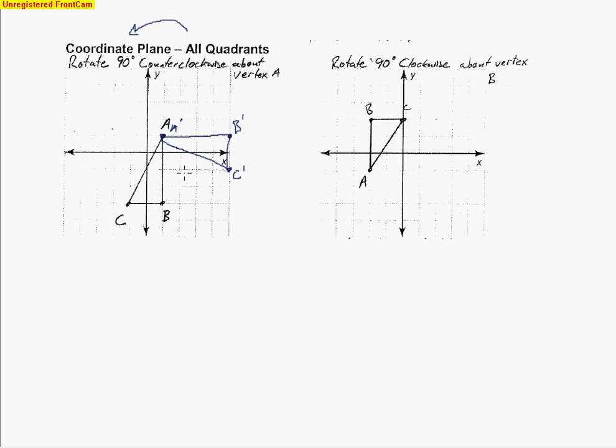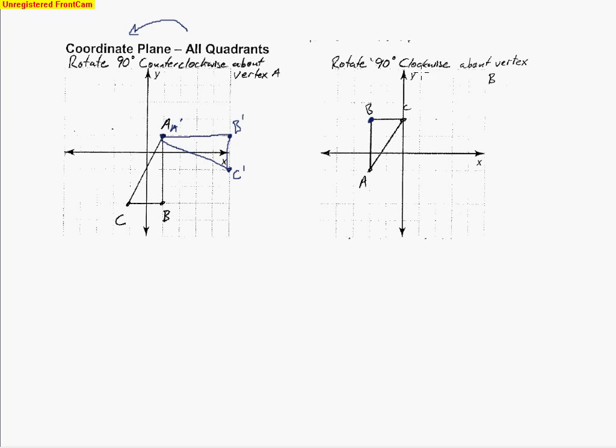So counterclockwise 90 degrees. Let's take a look at a clockwise 90 degrees about vertex B, so about this vertex right here. And since we're going this time clockwise, we're going to bring this side up. So notice B is where it's staying stationary. We're holding it down right there, and then A is going to end up moving. So you see how this makes a vertical line?